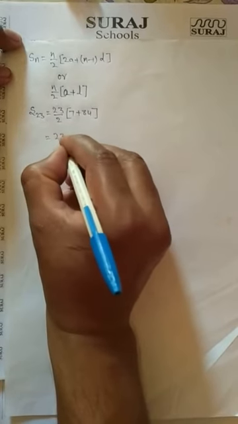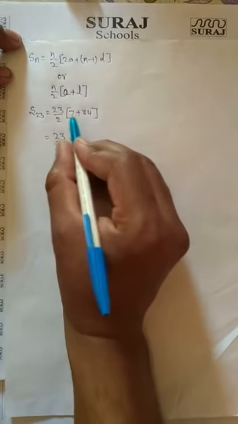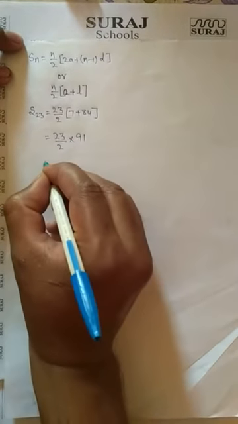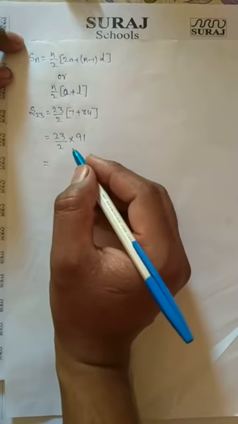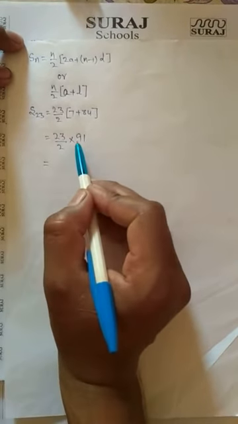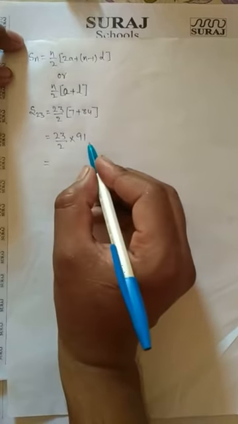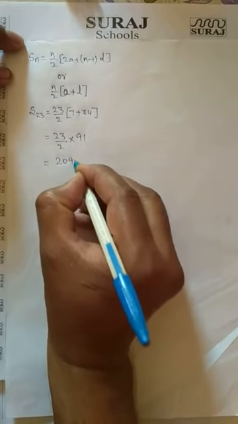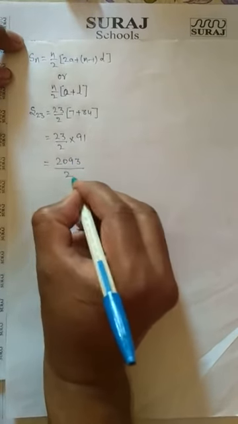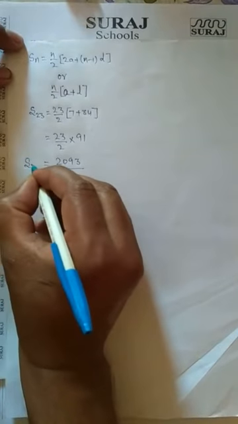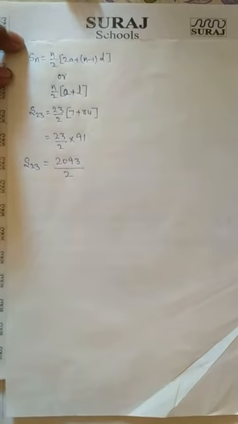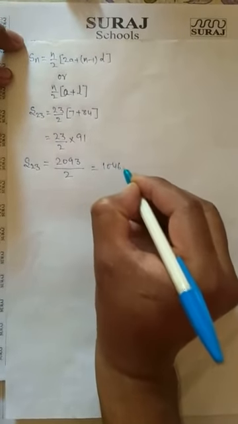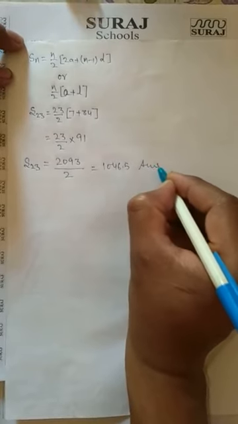S23 is equal to 23/2 into, beta, we will add 7 plus 84, that is 91, and we find the product of these two numbers, 23 and 91, which becomes 2093/2. Sum of 23 terms is 2093/2, and that is 1046.5, and that is the answer.